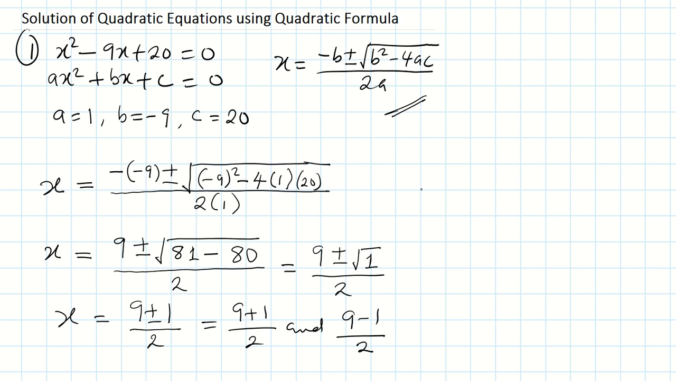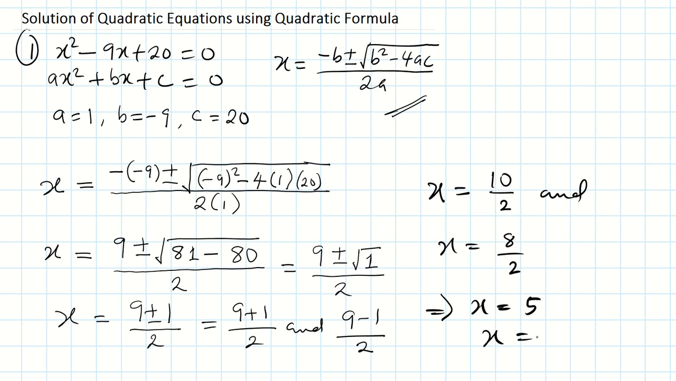On evaluation, we find that x is equal to 10 over 2 and x is equal to 8 over 2. So our final answer is x is equal to 10 by 2, which is 5, and 8 by 2, which is 4. These are the final results for the quadratic equation. So the value of x is 5 and 4 respectively.